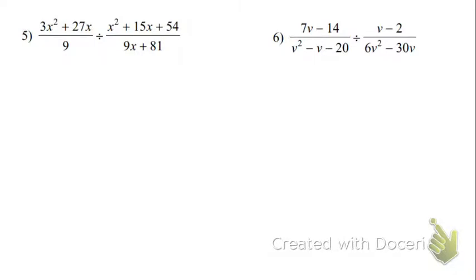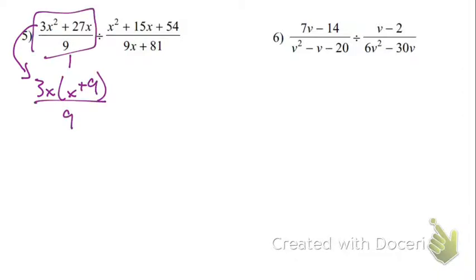This is a division problem, though. Division. So I am going to factor, but I'm also going to flip at the same time. So I'm going to keep this the same, but I'm going to factor out a 3x. I'm left with x plus 9. And that's still 9. So this, same. Now over here, with the next one, I have to flip and factor. It's going to turn into multiplication, though.